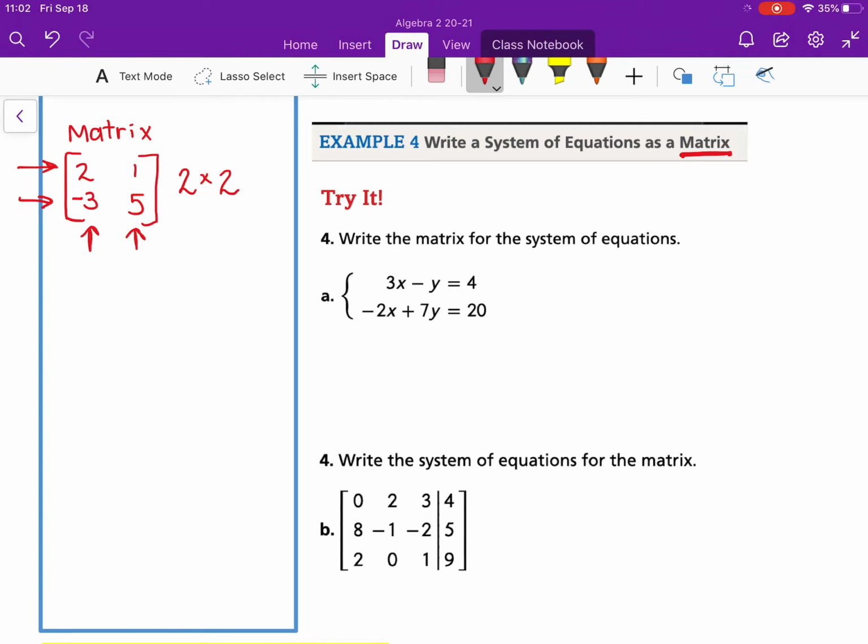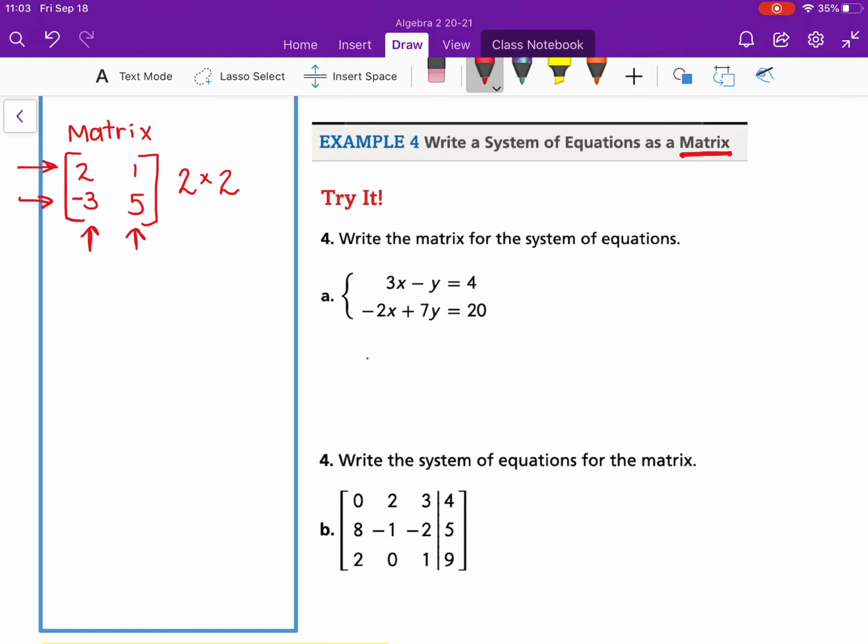So how is that going to help us? Well, that's because in Algebra 1, you may remember doing something called the elimination method or the addition method to solve a system. And it required a lot of math. You had to multiply, you had to simplify, cancel out, all kinds of things. But doing it via a matrix is going to make your life easier.